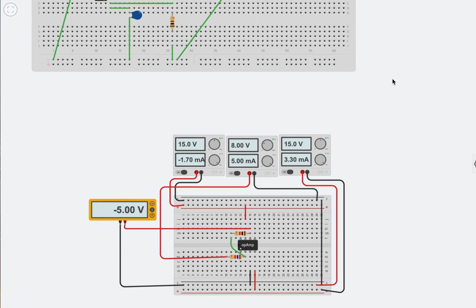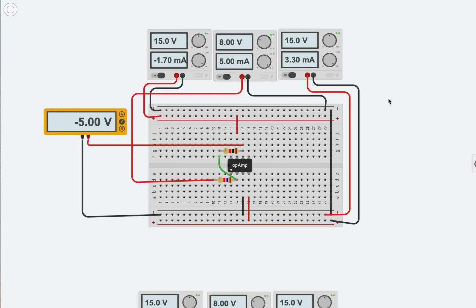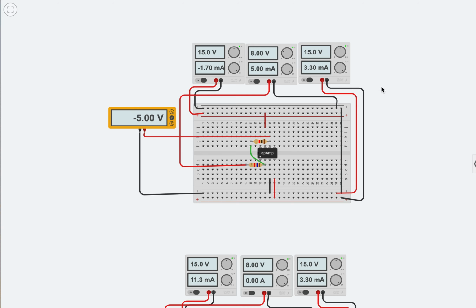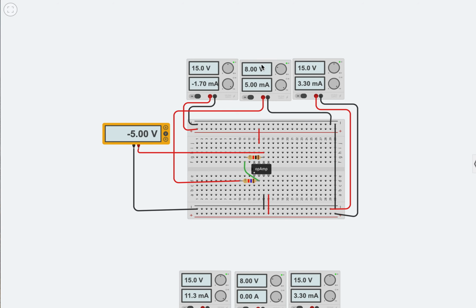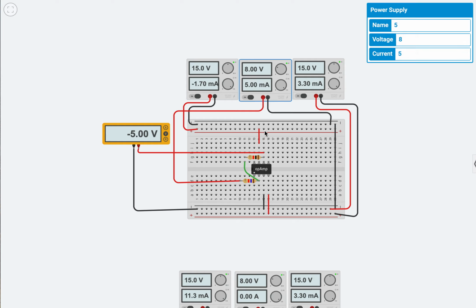For task 2, we have the inverting op amp. We have an input voltage of 8 volts and we are getting a negative 5 volt output. The circuit works as we're inputting 15 volts in. So we've got 15 volts in one side and negative 15 on the other. And the input is 8 volts.